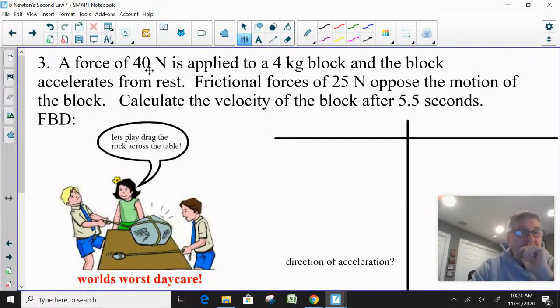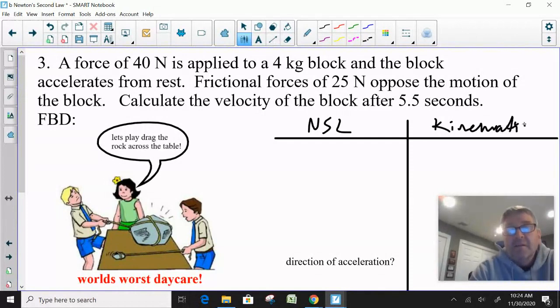Now, if we say there's an applied force of 40 newtons applied to a 4 kilogram block, and the block accelerates from rest. So you can kind of see what's going on here now. We're going to combine Newton's second law along with kinematics. In all the kinematic problems I did before, I always gave you the acceleration or we calculated it using kinematics, but now we're going to calculate acceleration using Newton's second law. So I have an applied force applied to a 4 kilogram block, and it looks like that's the only force. So my free body diagram would look like this. I only have one force, and that's the applied force.